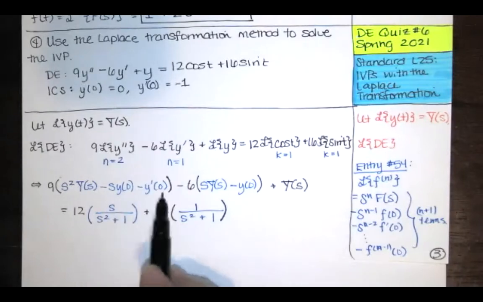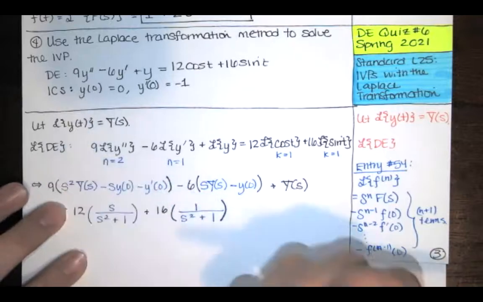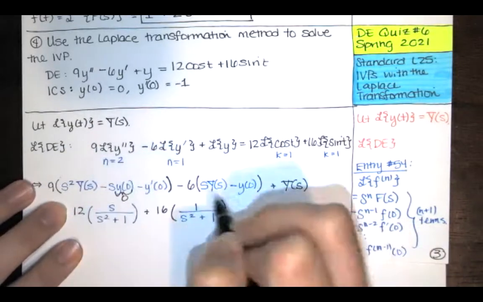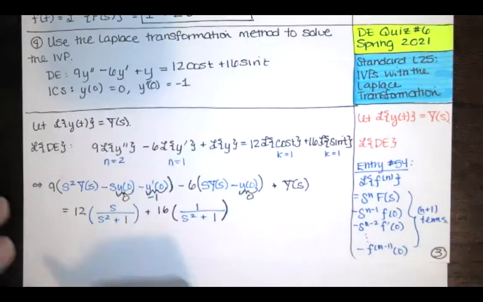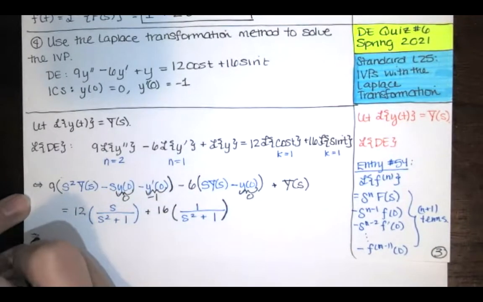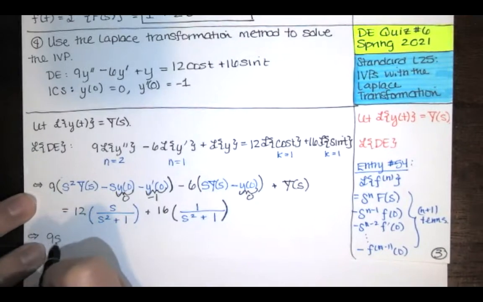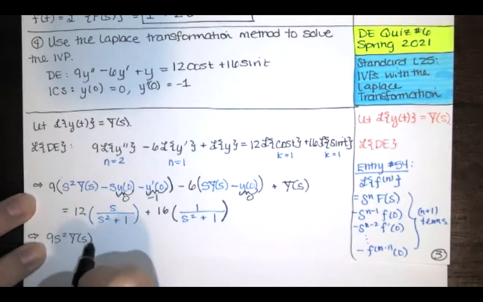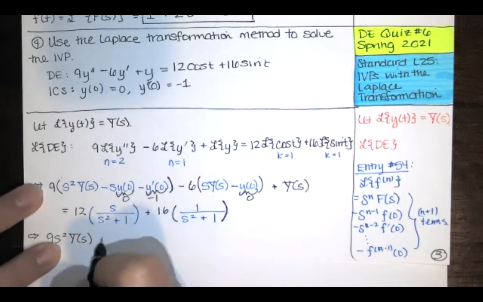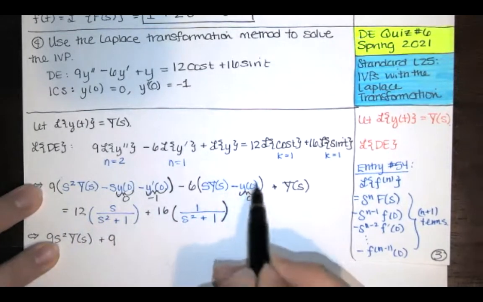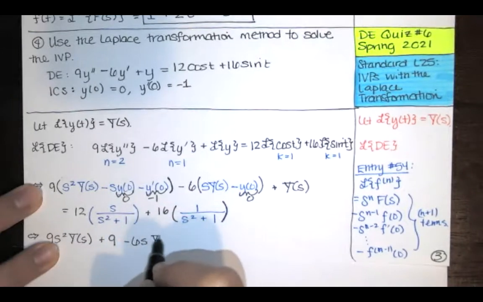And of course, we want to substitute the initial conditions as well. So we're told that y of 0 equals 0. So this is 0. And y prime of 0 equals -1. So that's -1. So what we have is this, after simplification, 9s squared times y of s. And then this is a -1. So it's a positive 1 times 9. So it's going to be a positive 9. And that's 0. So this turns out to be -6s times y of s.